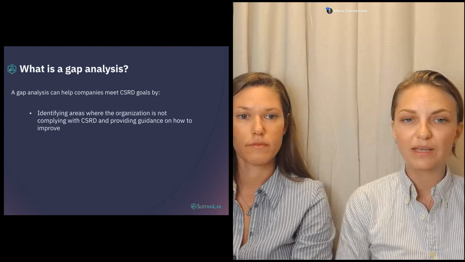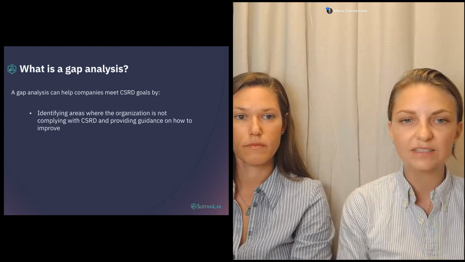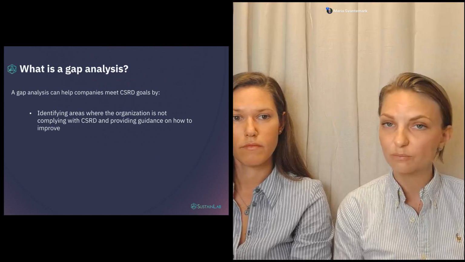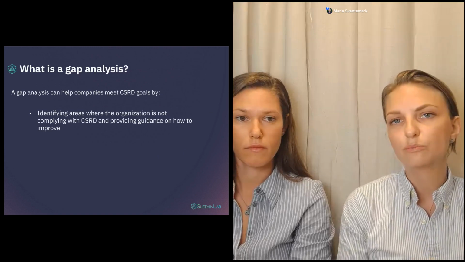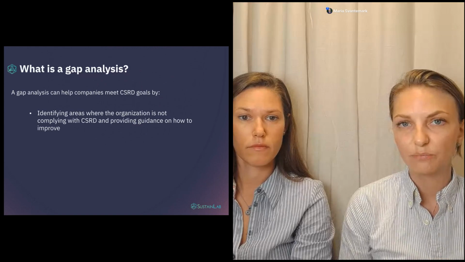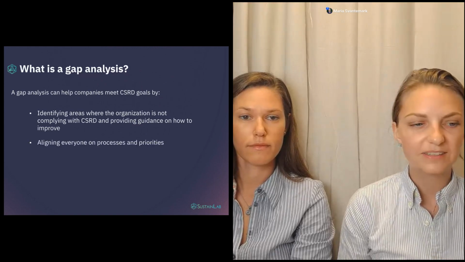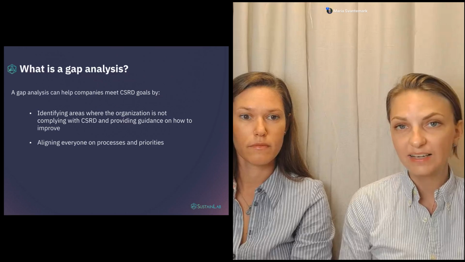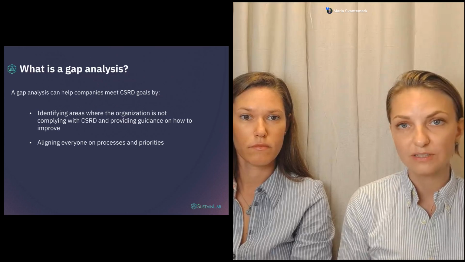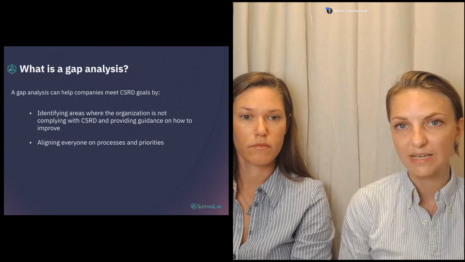And a gap analysis can help companies meet CSRD in 4 different ways. So the first one being to identify areas where the organization is not complying today, and then also provide guidance on how to improve in that area. The second part is to align everyone internally on the processes and priorities that you need to do to be reporting ready.